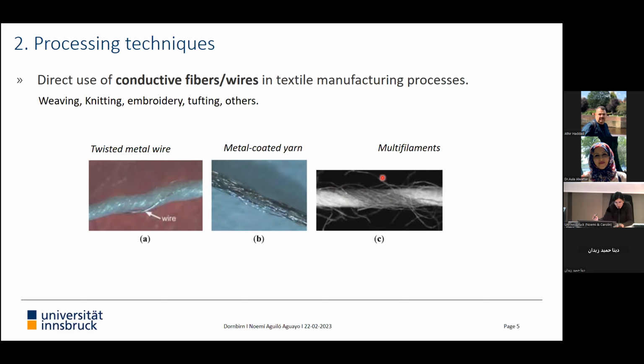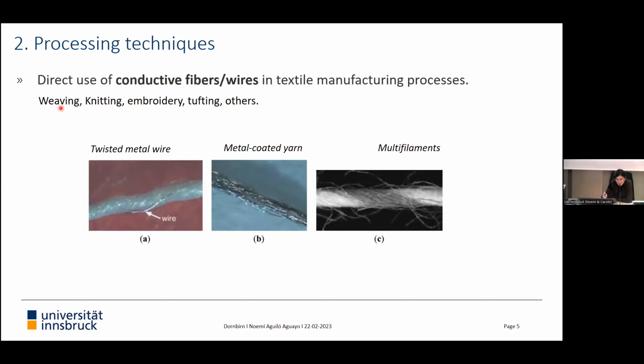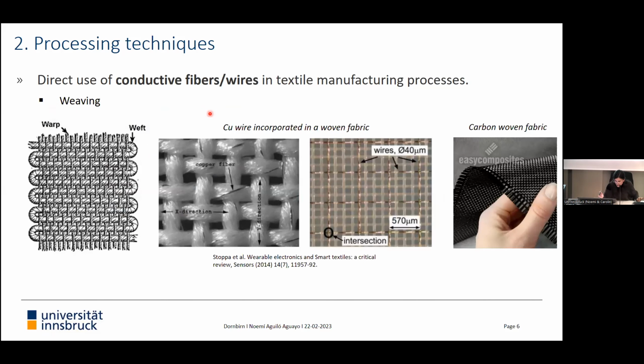We can use these different yarns to create different structures using weaving, knitting, embroidery, tufting, among others. Now I will explain the different techniques. Weaving. For the weaving, we have two yarns, the warp and the weft. The warp is the vertical and the weft is the horizontal.